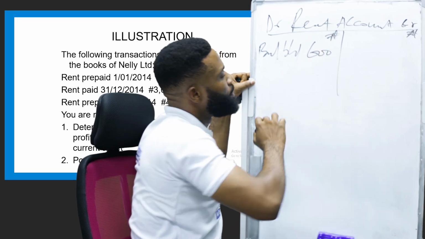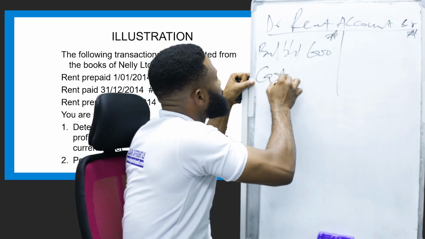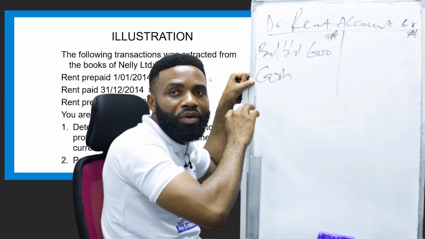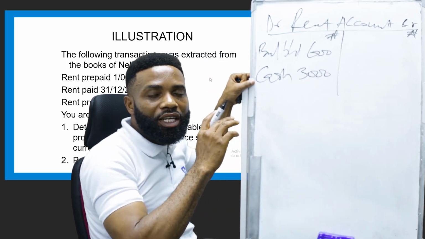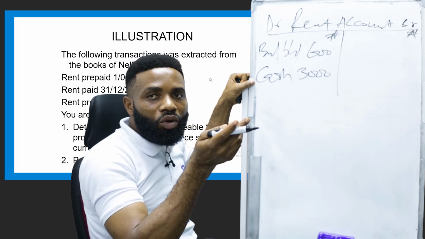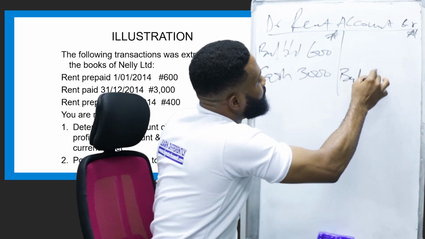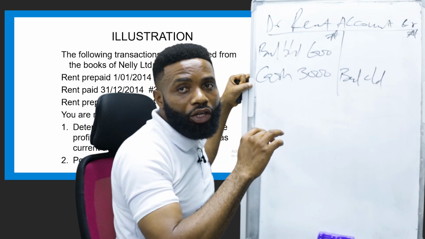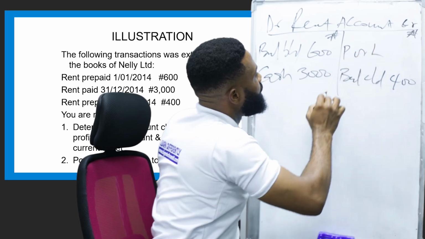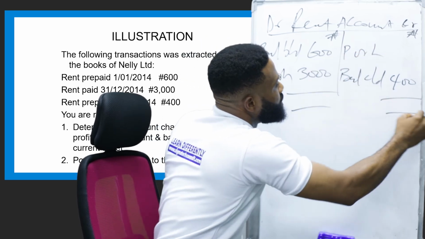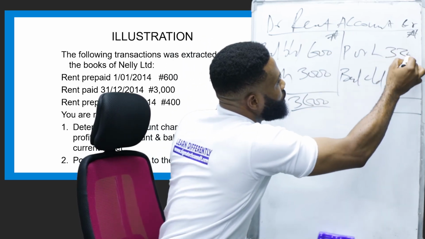That's it, 600. Now the amount that is paid for this year is called cash. So that amount is how much? The one we paid at 31st is 3,000. And then the one that is paid into next year is what will come here as your balance carried down. Balance carried down is what is going to next year, which is 400. And then your P or L is simply here plus here, which is 3,600 minus 400 will give you 3,200.